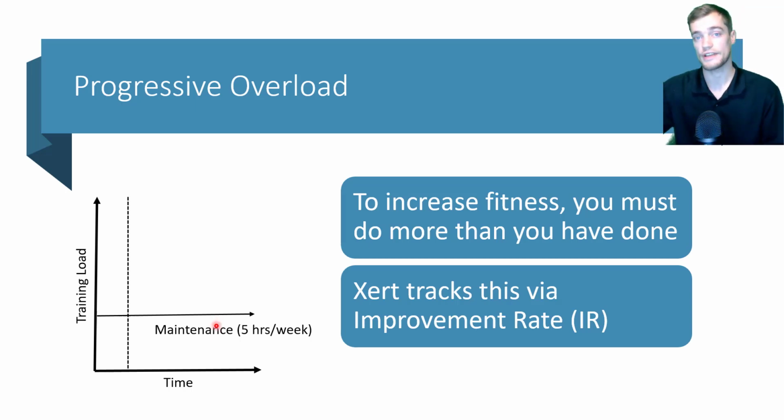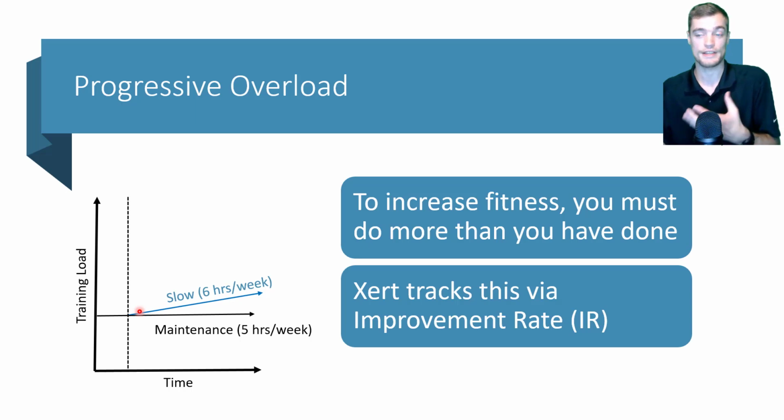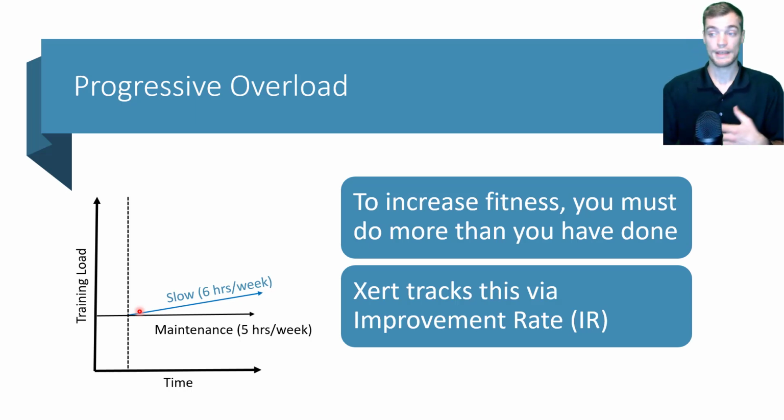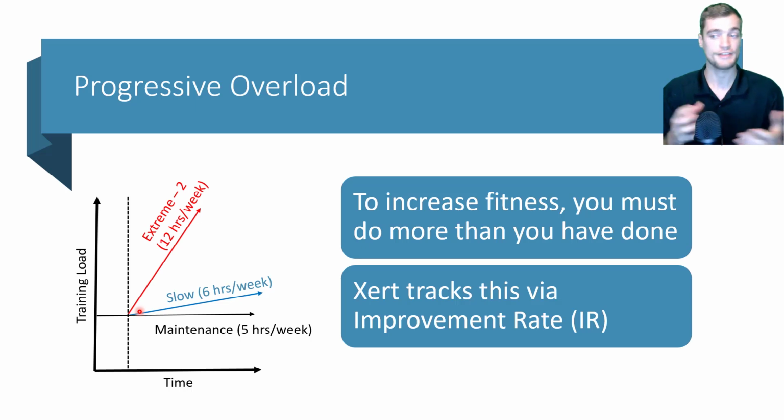If this athlete wants to get stronger, maybe they add in 1 extra hour per week of training. And now, based on this blue line, you can see that they're going to slowly build their training load. They're going to slowly get more stars in their profile. And we know that as you get more stars in your profile, you're going to become more fit. If we take this to the extreme and suddenly ask this athlete to ride 12 hours per week instead of 5, we would expect their training load to increase at a much faster rate. You can see this red line goes up much faster than the blue line.